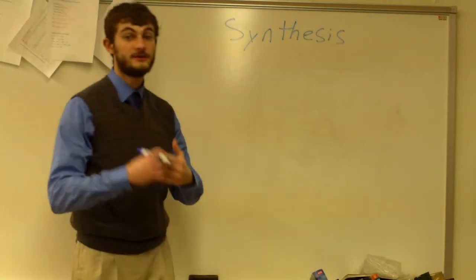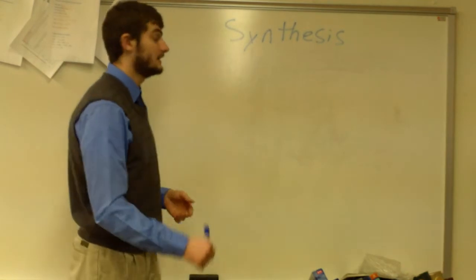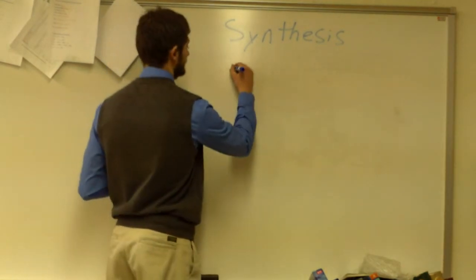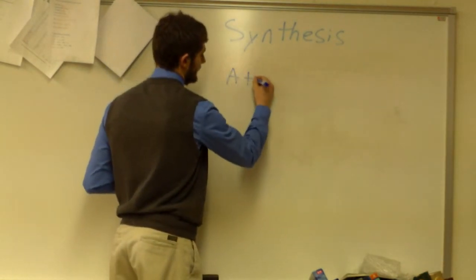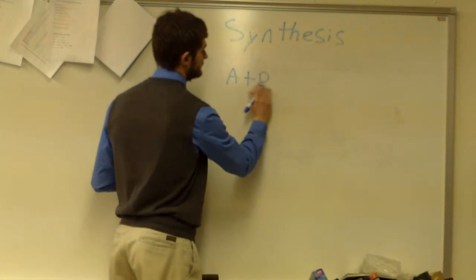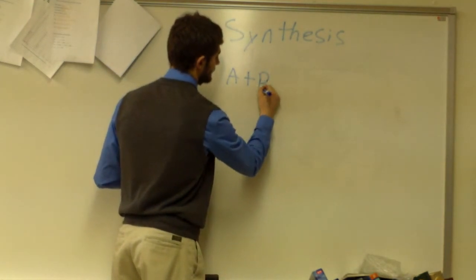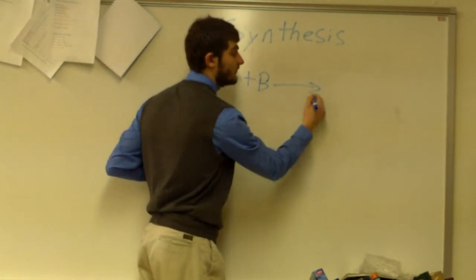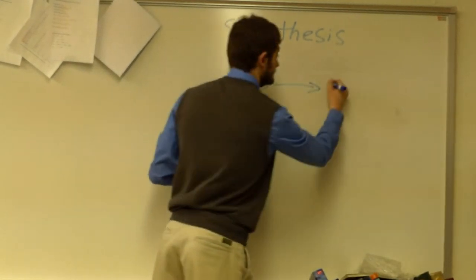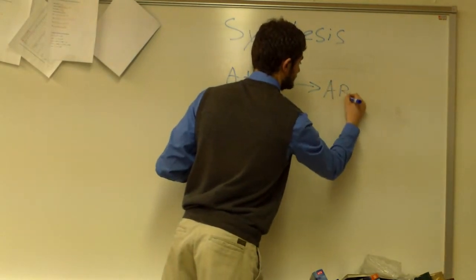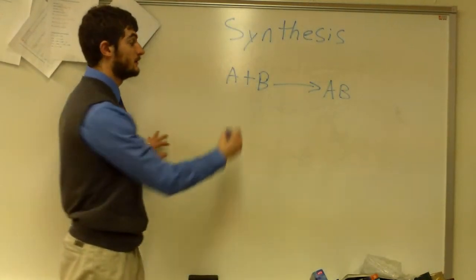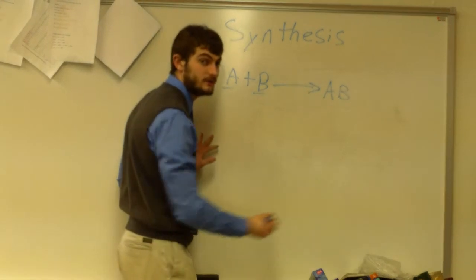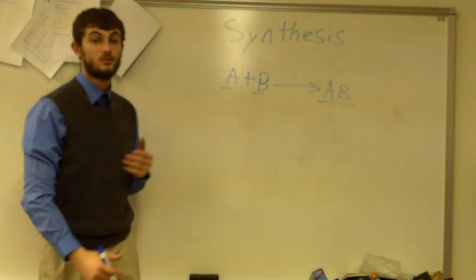So, what does a synthesis equation look like? Anytime you have two parts, A and B, two elements, and we're going to combine them chemically to form a new substance, AB. So we started with two parts, ended with one whole.